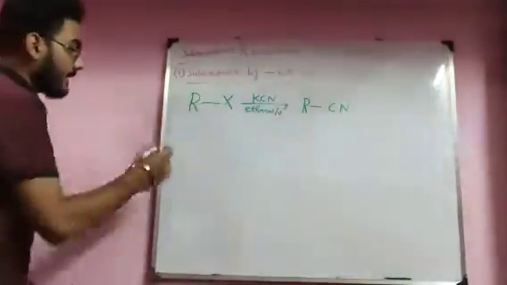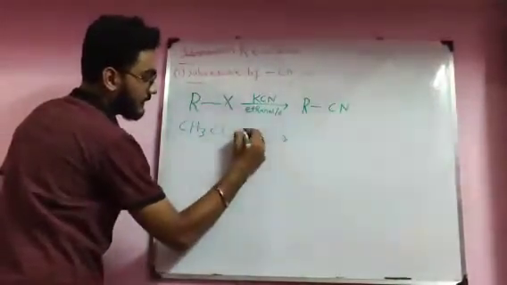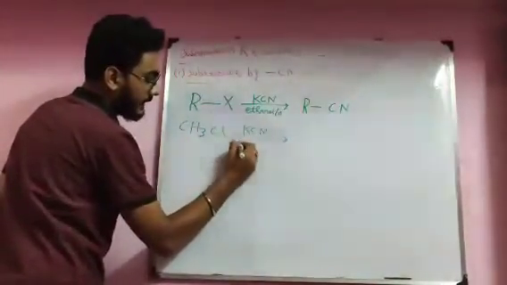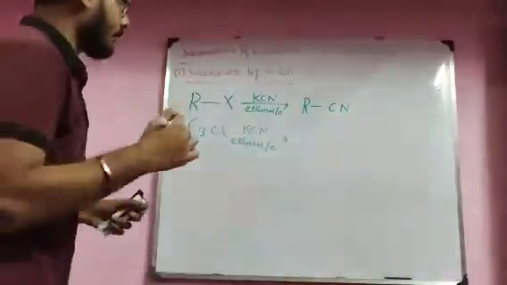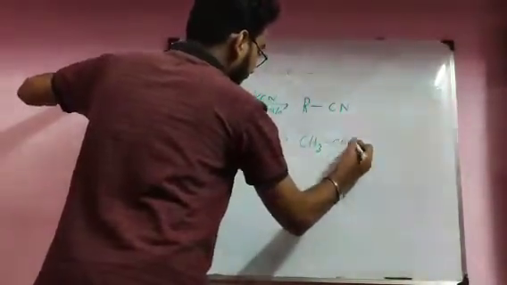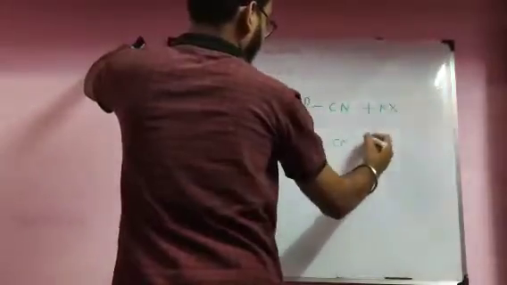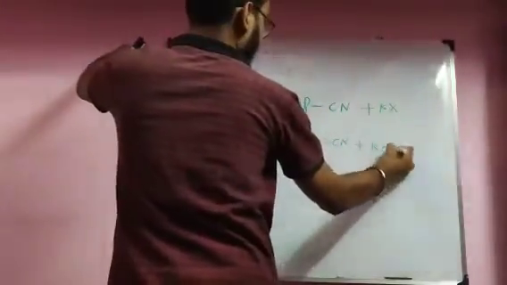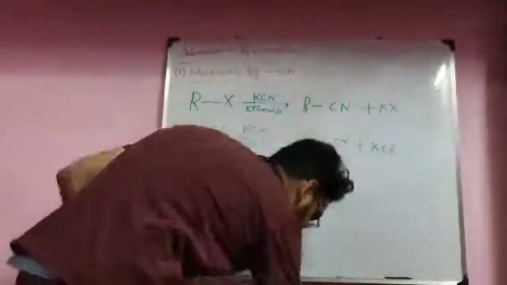Now if we take an example, CH3Cl, if we give the reagent KCN, ethanol and heat, then the product will be CH3CN plus KCl.